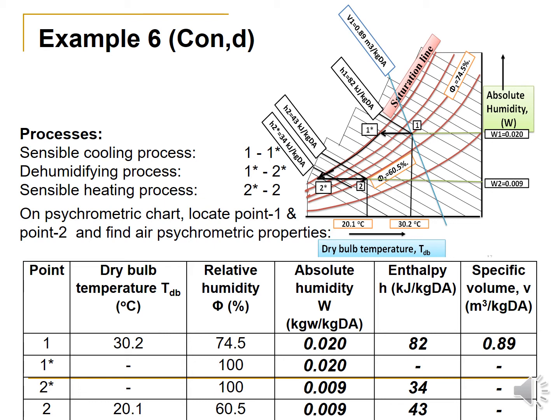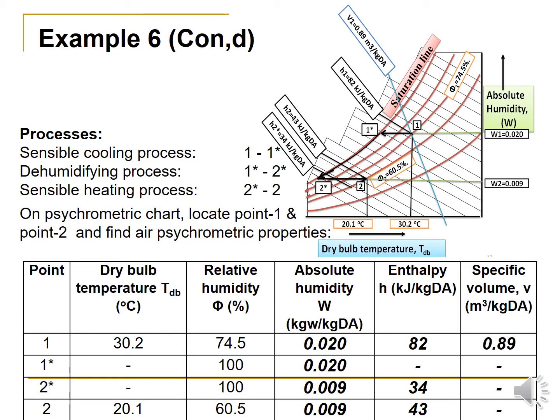Dry bulb temperature at point number 1 was 30.2, relative humidity was 74.5. The absolute humidity was calculated, humidity ratio 0.02. Enthalpy is also calculated, 82 kilojoules per kg of dry air, and we also have to calculate the specific volume, because this value will be used to convert volumetric flow into mass flow rate. Its value was found to be 0.89 cubic meter per kg of dry air.